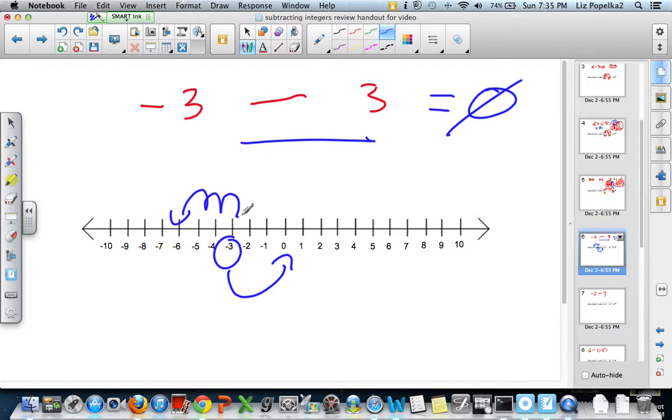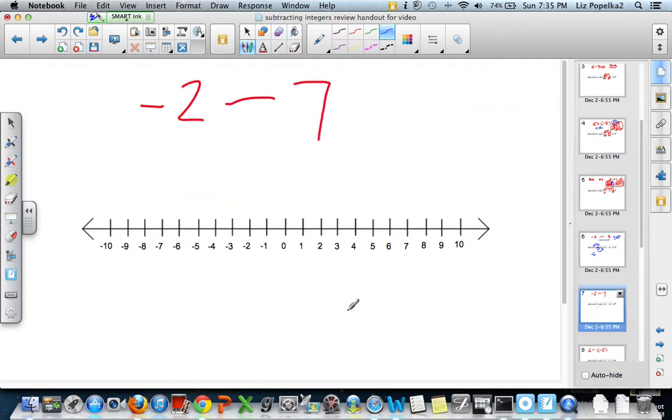So if we started at a negative 3, we hop over to the left, 1, 2, 3 places. Negative 3 minus 3 is a negative 6. So you guys try this example really quickly on your own paper. Pause the video if you need to for just a second. Try it out. And when you come back, I will be working it for you.